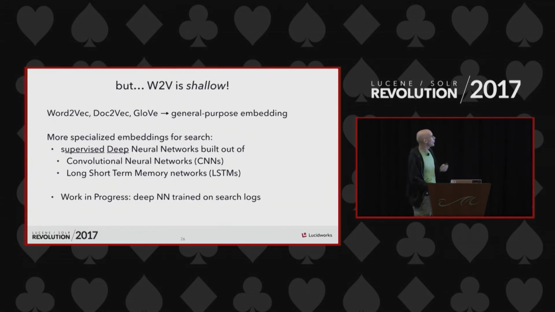Maybe it's just because Word2Vec is shallow. It's a shallow neural net. We should do something deeper. We must go deeper. Should we? Is that really the right thing to do? Something to try is to actually use your click data to train a deep neural net for search relevance.